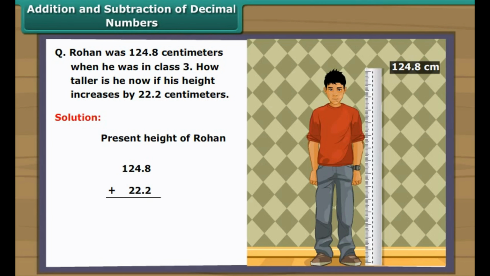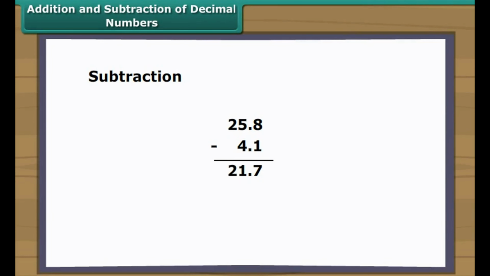We add first the digits at the right side of the decimal, followed by the addition of digits on the left side. The sum of 8 and 2 gives 10. We write 0 at the bottom and 1 as a carryover on 4. The sum of 1, 4 and 2 gives 7, and 2 and 2 gives 4. Thus, the height of Rohan is 147.0 centimeters. Similarly, we can subtract one decimal number from another. Here we subtract first digits at the right side of the decimal, followed by those at the left side.